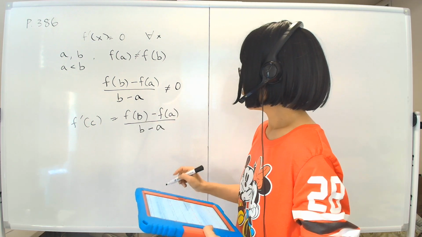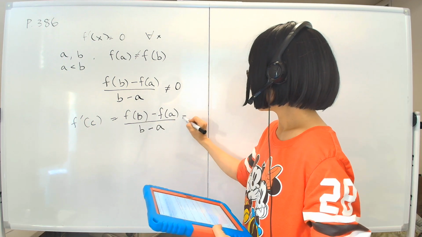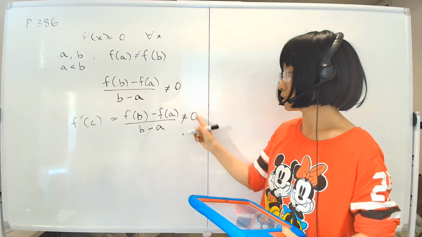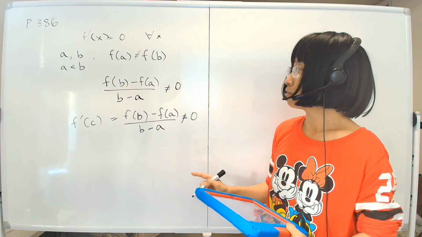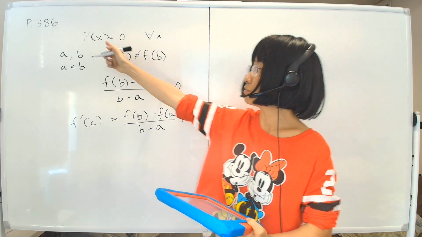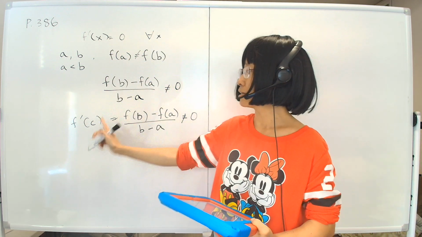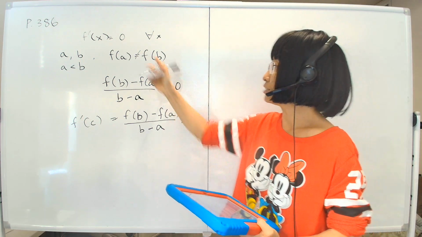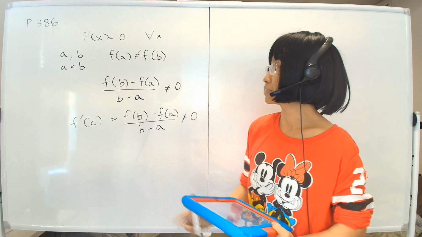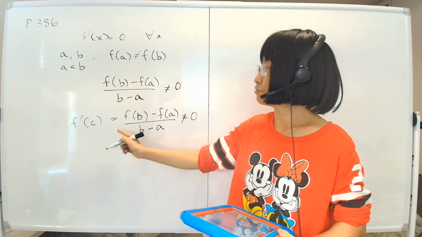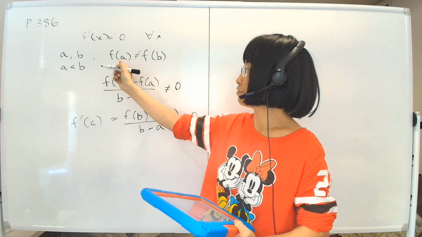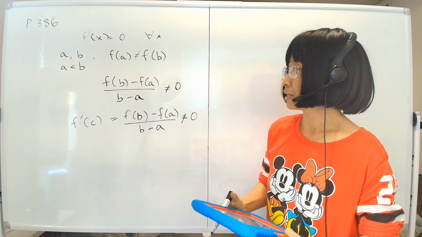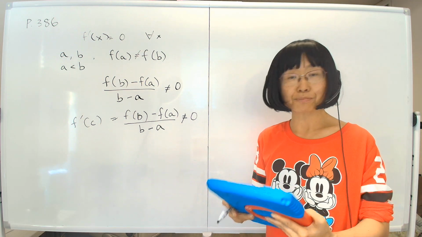All right, now the problem is that f prime of C being equal to this value is not 0. However, we already said f prime of x is 0 for all x. So this contradicts our assumption that it is always 0. Therefore, it is not possible that f of a is not equal to f of b for any a, b in the interval. And that's how corollary 1 is proven.